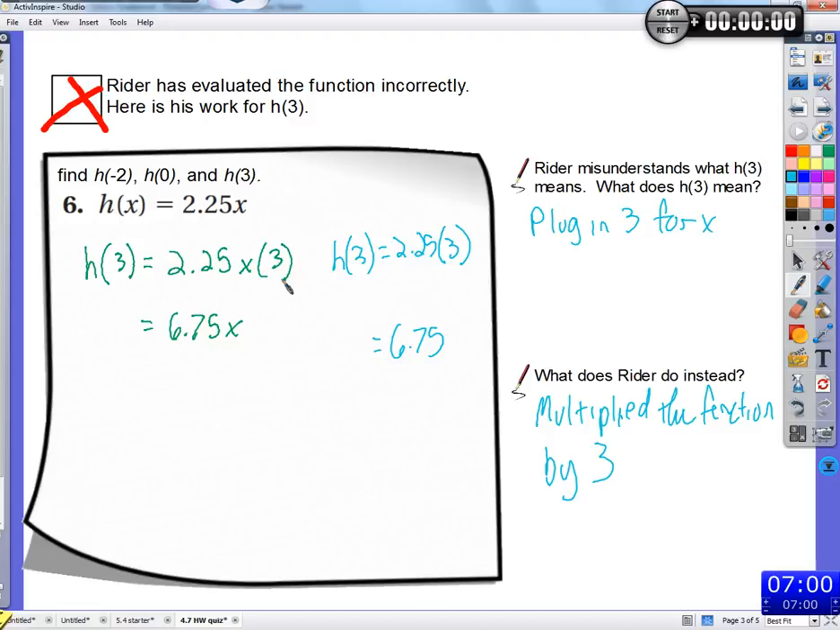But hopefully, that seems like a really weird idea because we're so in tune with what h of 3 means. It means x is 3, plug in 3 for x, and then calculate based on whatever x is supposed to do. Okay. Does that make sense? Right.